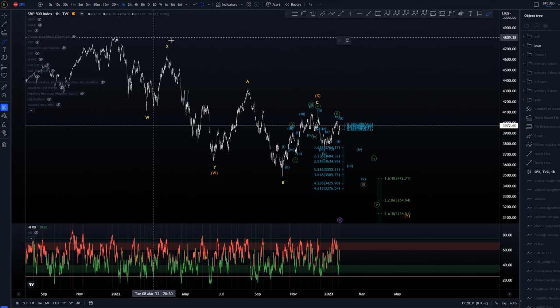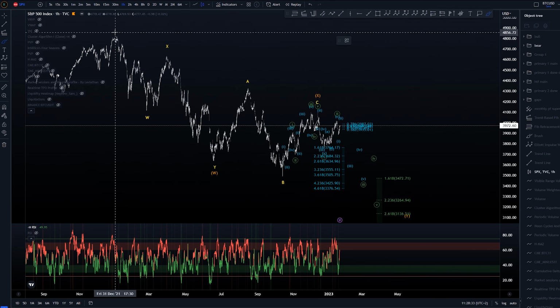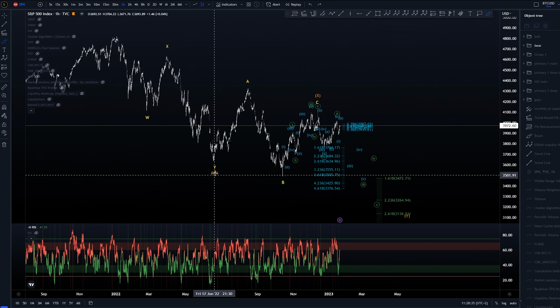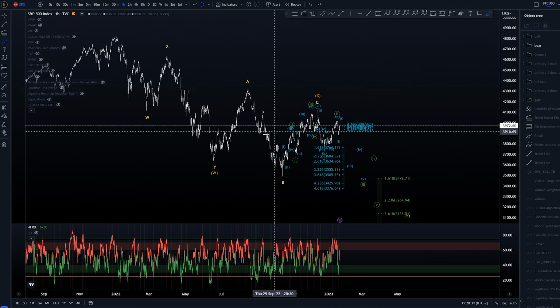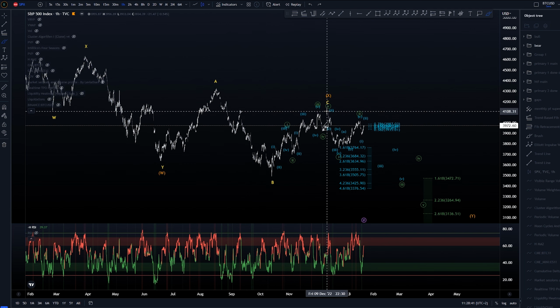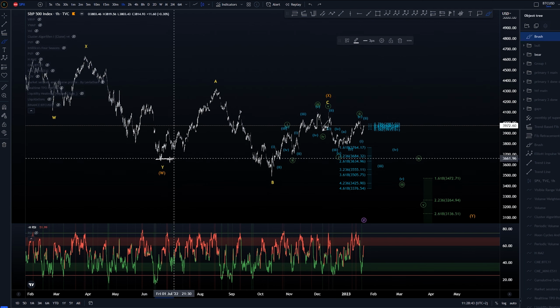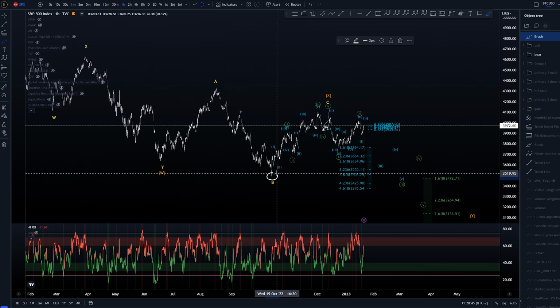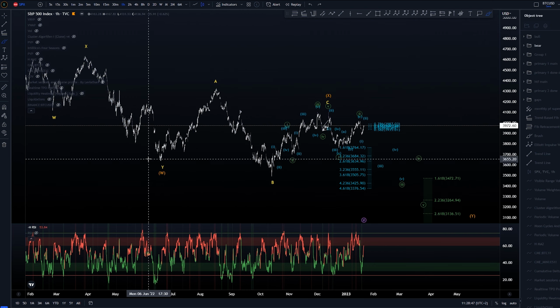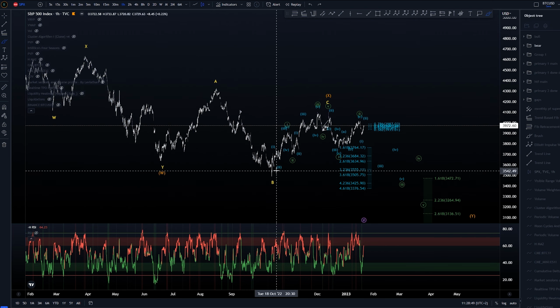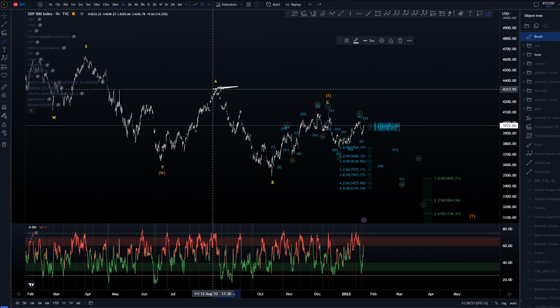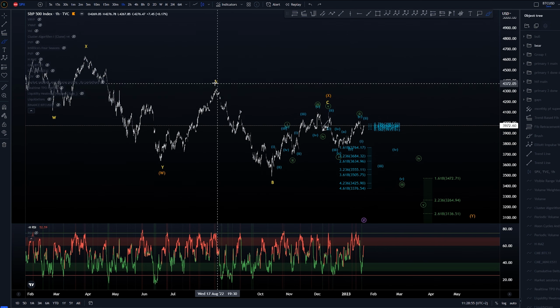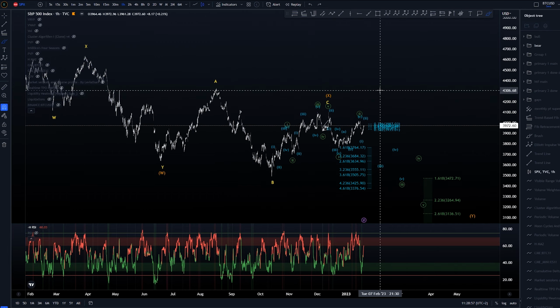Overall, one potential is this, where we have 3 waves into W, 3 waves into X. This would be an ABC, a running flat into that wave X. We have taken out the lows of wave W here with the wave B. Origin of wave A taken out with the wave B, creating this running flat. Running flat, why? Because we have not taken out the extensions of that wave A here.